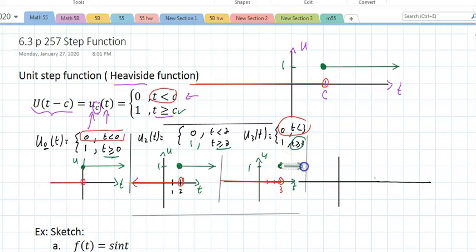And here comes the tricky part. If I take U sub 2 of T, I already know what that looked like. I already know 1, 2. This system turns on at 2. Right? And it should run on forever.